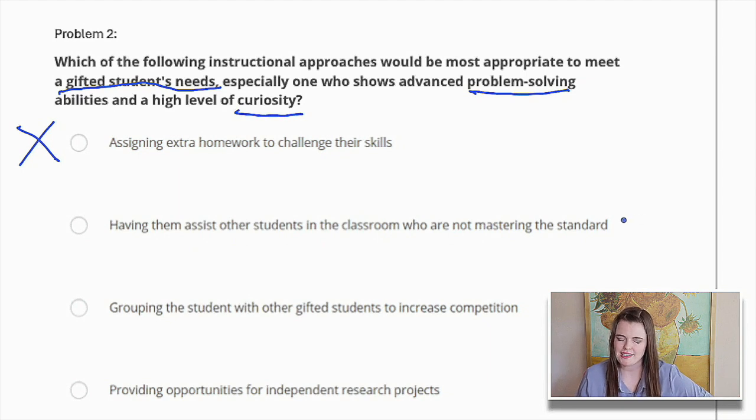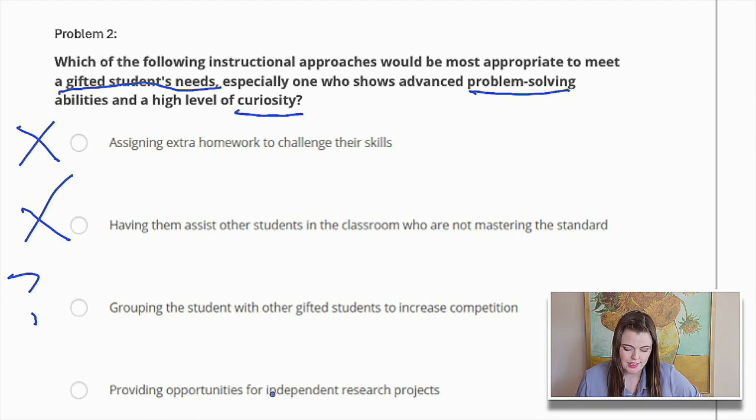Once again, this kind of makes the student feel like they're being put to work, and it's not really all that enjoyable for them, usually. Grouping the student with other gifted students to increase competition. Now, this could be interesting, especially since they can build off of each other's knowledge, and competition can be fun, but I'm not sure. Let's go ahead and keep looking at the last answer choice.